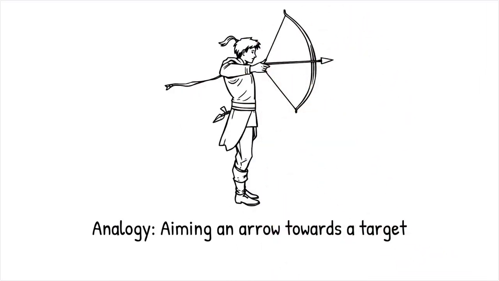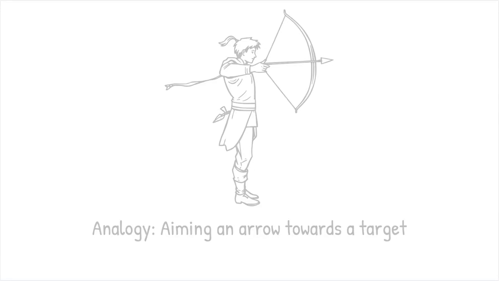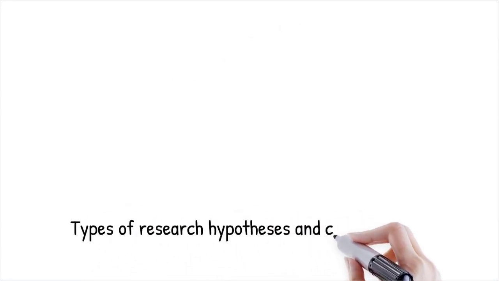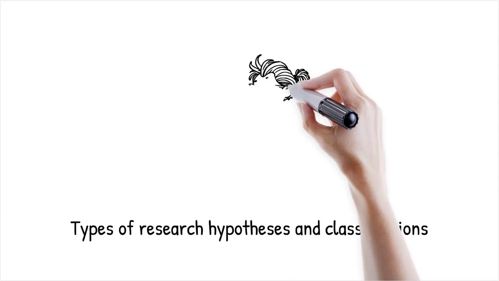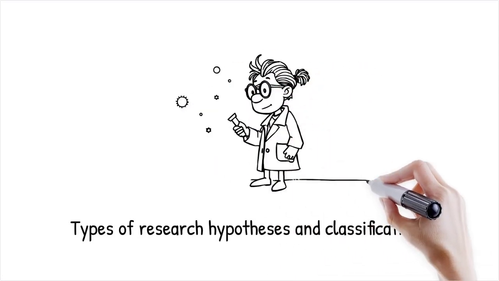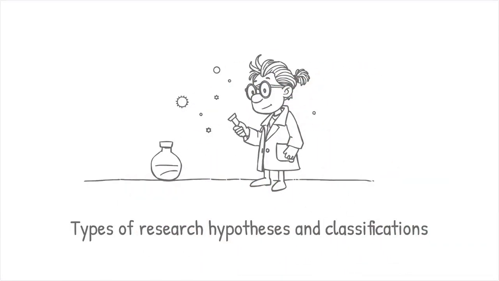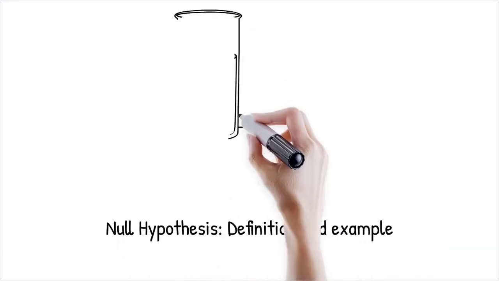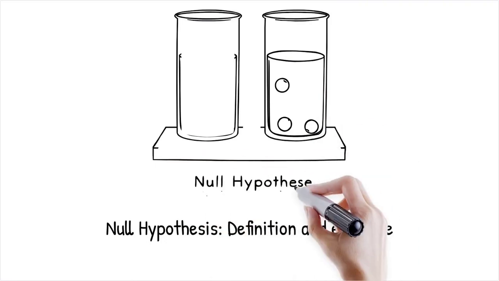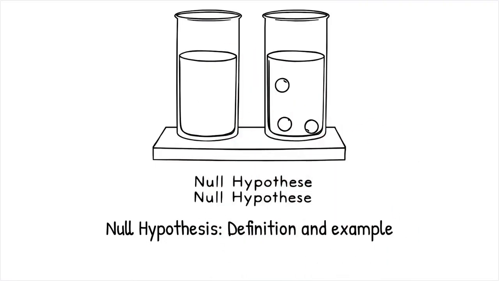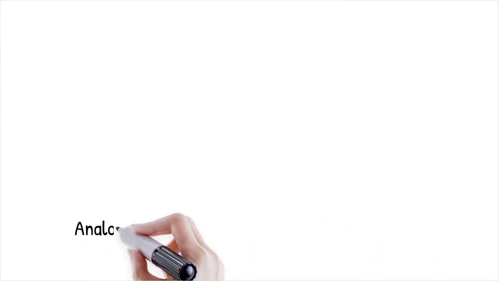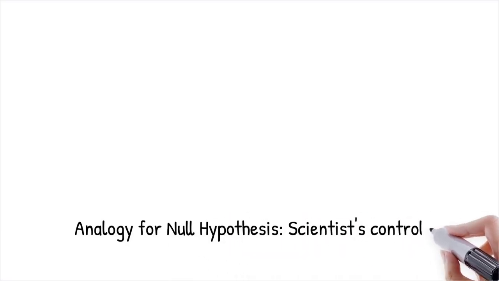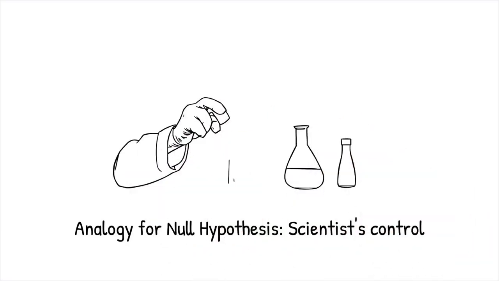It's like aiming an arrow. You're not shooting into the dark, but toward a defined target that reflects your question. Hypotheses can be classified based on form, function, and directionality. The null hypothesis H0 suggests no effect or relationship, e.g., there is no difference in reaction time between caffeine and placebo groups, acting as the scientist's control. A line in the sand you challenge with evidence.